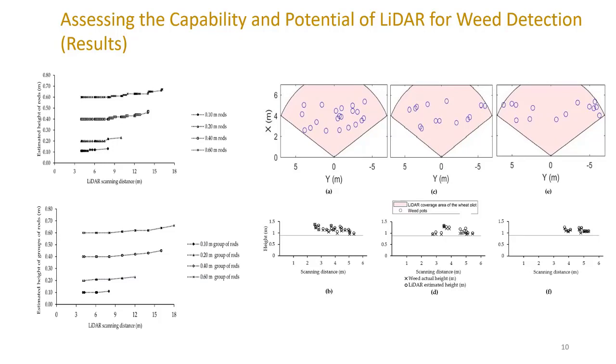Overall, the detection of the targets by the LiDAR in these trials was a function of the LiDAR scanning range, target size, and the amount of noise that we had in those point clouds.